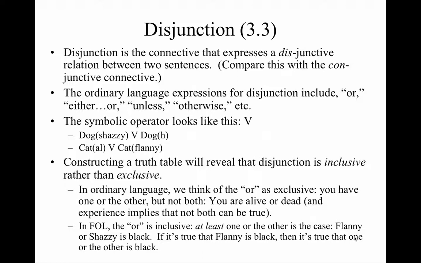That sentence is true. We would say very comfortably that since the sentence "Flanny is black" is true, the sentence "Flanny or Shazi is black" is true. All we need to know is that at least one of the disjuncts is true for the disjunction as a whole to be true. It could be the case that both Flanny and Shazi are black, and in fact, that is the case. I have a cat named Flanny, and she is black. Therefore, the sentence "Flanny or Shazi is black" is true.